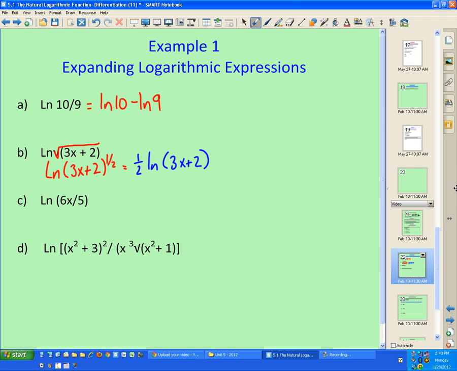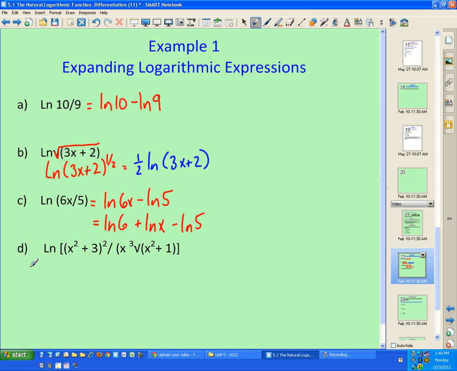In the next one we have the natural log of 6x over 5, and to expand this one out I would write it as the natural log of 6x minus the natural log of 5. But then, if I wanted, I could expand 6x even further because it's a multiplication. So I might get the natural log of 6, which is some number, plus the natural log of x, which we know what that is in integration form, minus the natural log of 5, which is another number. And so that could help us along the way.